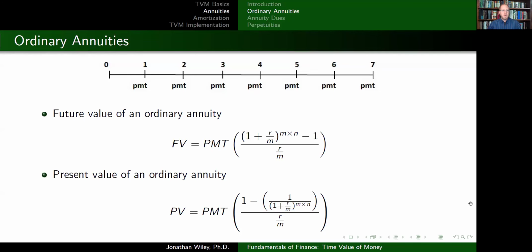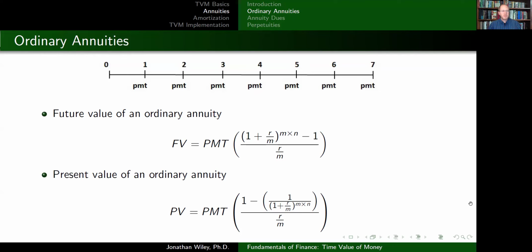All right, so in this video, I'm going to talk a little bit about ordinary annuities and annuity dues. For an ordinary annuity, the payments happen at the end of each period. What I have here is an example. In this case, it's 7 periods long, perhaps years, perhaps months, whatever the case may be.